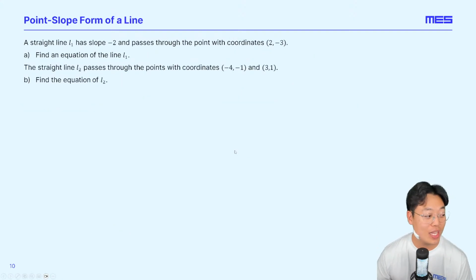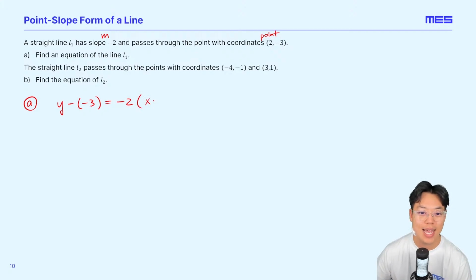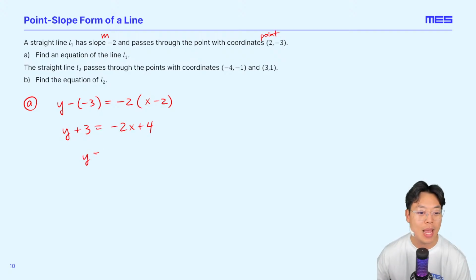We have a straight line. L sub 1 has slope negative 2 and passes through the point 2, negative 3. Boom, there's our slope, there's our point. What can we use? Point slope form. So letter A, we can say y minus y sub 1 is equal to m times x minus x sub 1. And now we solve for the equation of the line L sub 1. We have y plus 3 is equal to negative 2x plus 4. Now I subtract 3 on both sides. I'm left with 4 minus 3, which is a positive 1.